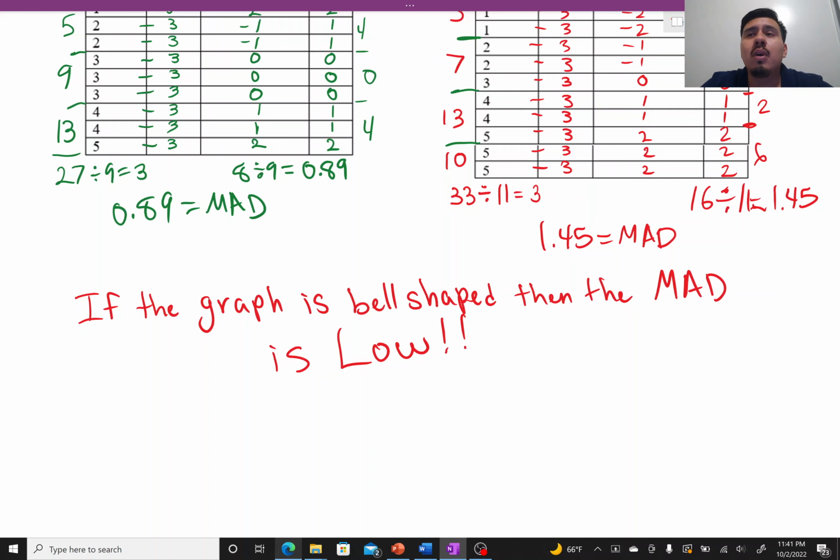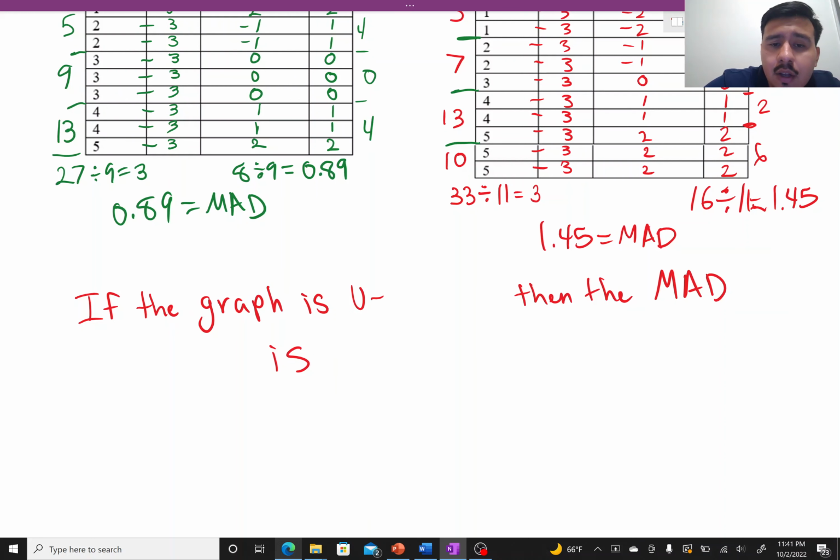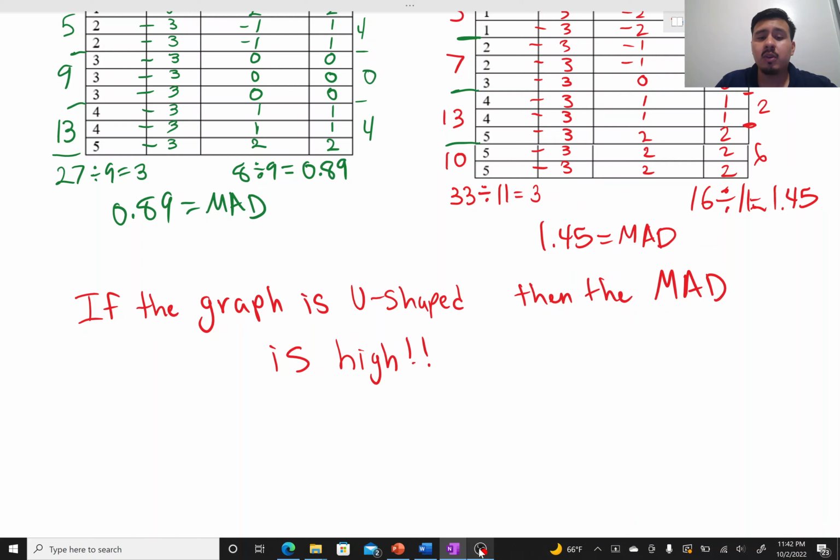All right, so if the graph is U-shaped, then the MAD is going to be high. Hopefully, you copy this down, because this is going to be very important when it comes to the mean absolute deviation or the MAD. So now we know that if the graph is bell-shaped, then the MAD is low. If the graph is U-shaped, then the MAD is high. Okay, hopefully you copy this down. And I think that will be it for our videos in terms of the study guide.